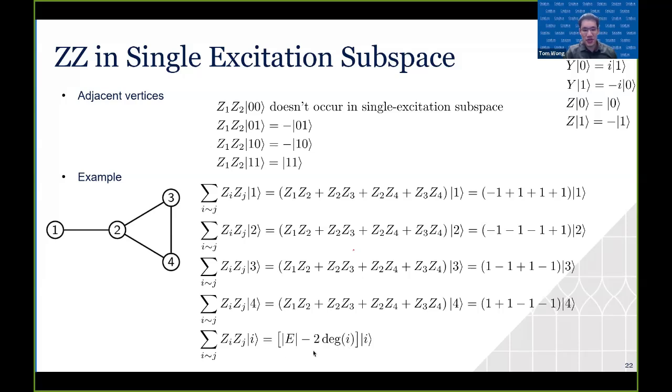And so if we were to just write this sum of Zi Zj as an operator, we get that this is the number of edges times the identity matrix minus 2 times the degree matrix. And since we can drop any multiple of the identity matrix, this is just proportional to the degree matrix. So this is -2 times D.